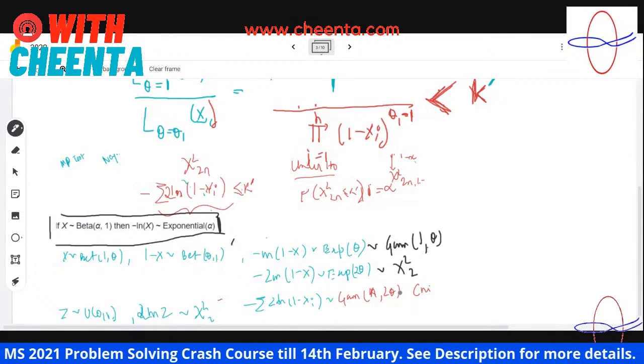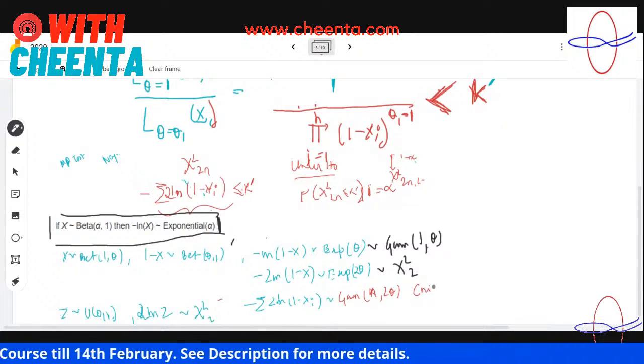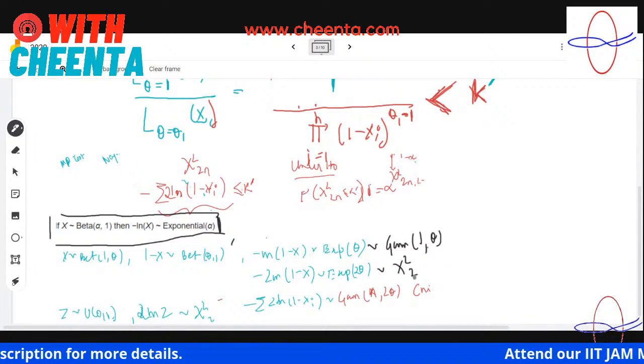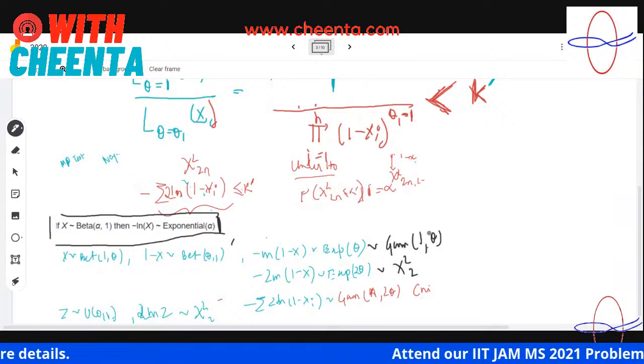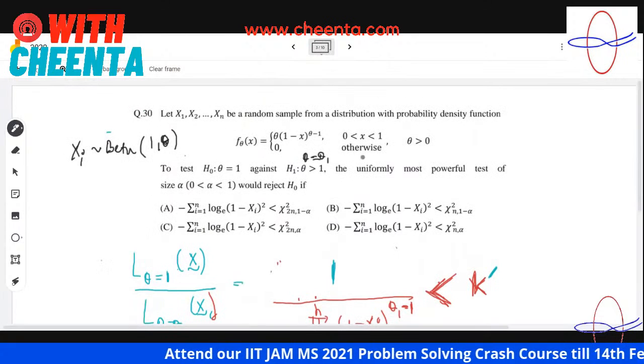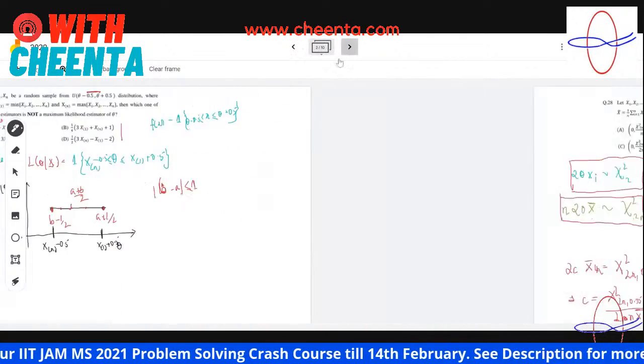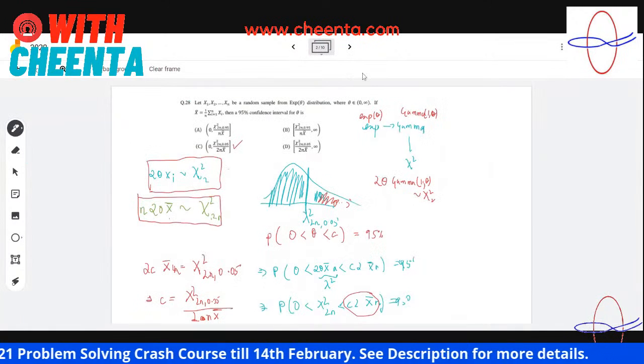Minus twice log follows the summation of gamma n comma theta. Okay, but this is not really happening over here. Let's see what really happens over here. It actually follows the same principle, the same relationship over here. So it's kind of important.